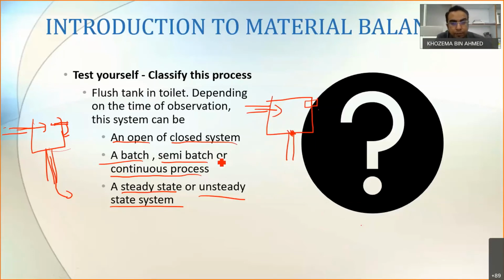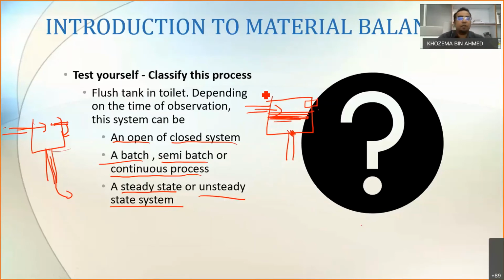A semi-batch. Okay, very good. Open or closed? Open system. Very good. Steady state or unsteady state? Unsteady state. Okay, so it's an open system, semi-batch because there is only one input, no output, and it is also unsteady state because water will be accumulating in your system.